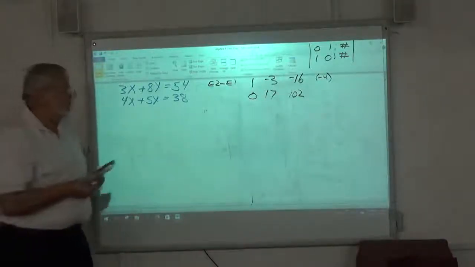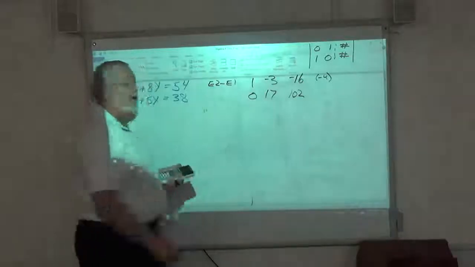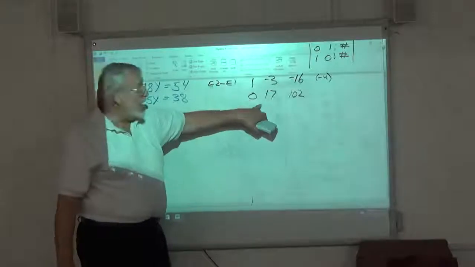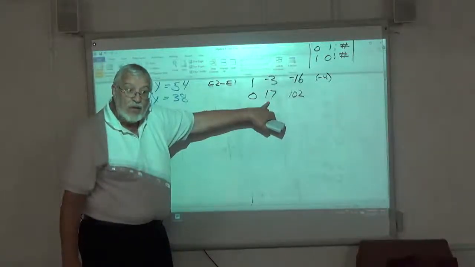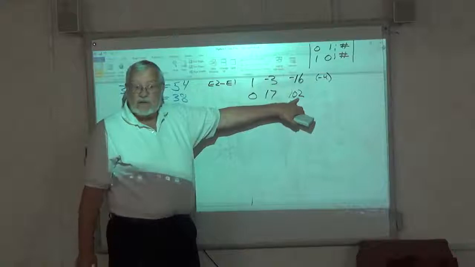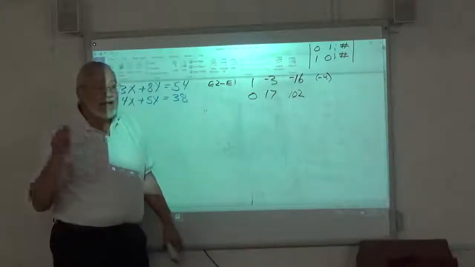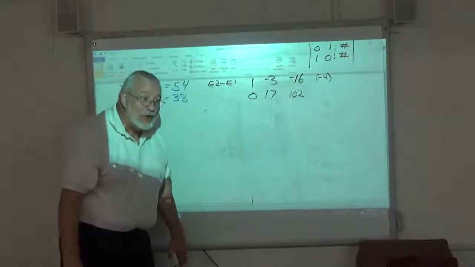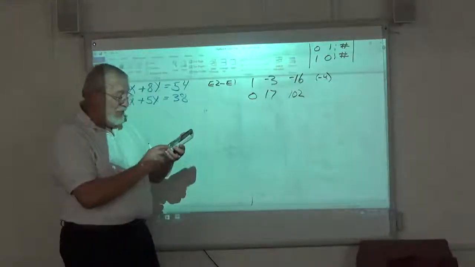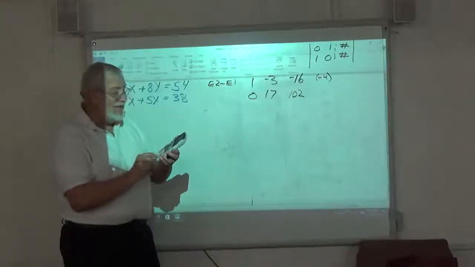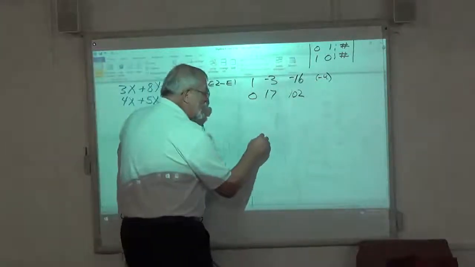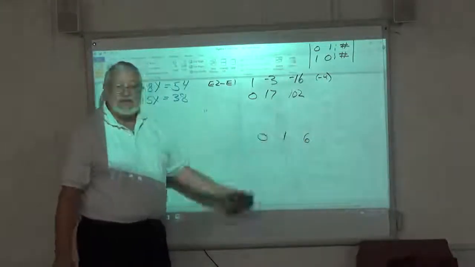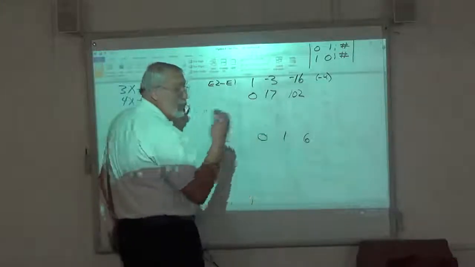Yes. 6 is 102. Now, what does this bottom one say? This bottom one says what? This is x, right? 0x. So y. 17y equals 102. Now, if the world is nice, this will be a whole number. And it will equal. What is 102 divided by 17? 6. 6. So it is, the world is nice. 0, 1, and 6. Y equals 6. Oh, we did this already. You and I did. Yeah.